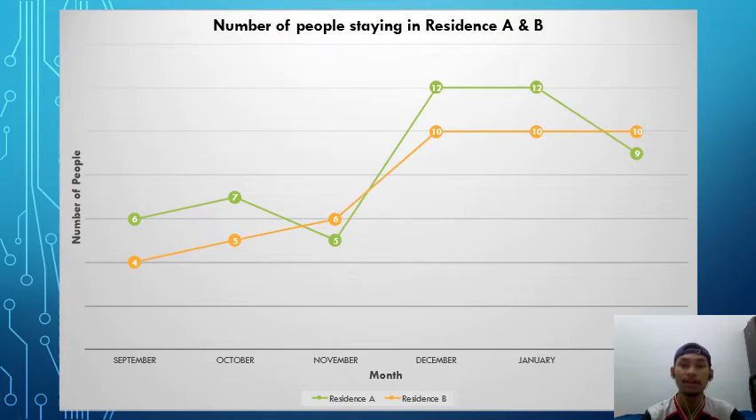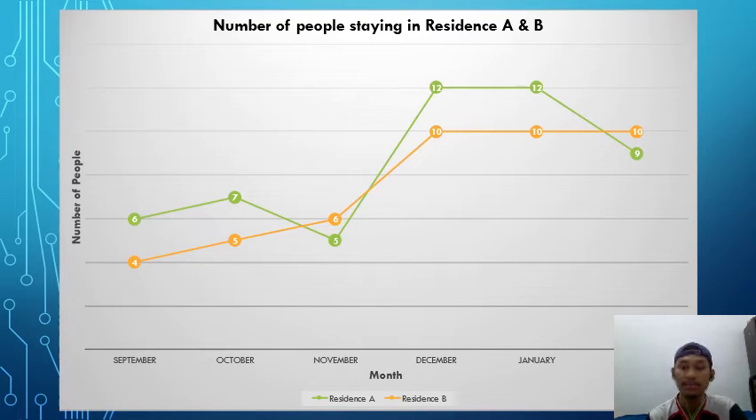Next, in October, there was a slight increase in the number of people in residence A and B, which is 7 people in residence A and 5 people in residence B. Later, in November, residence B is significantly higher than residence A, which is 5 people in residence A and 6 people in residence B.